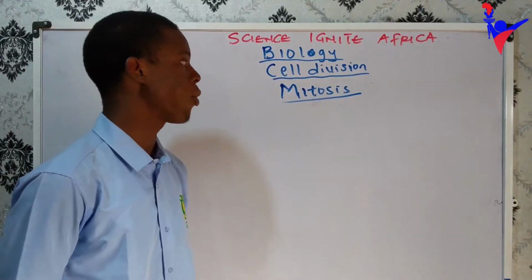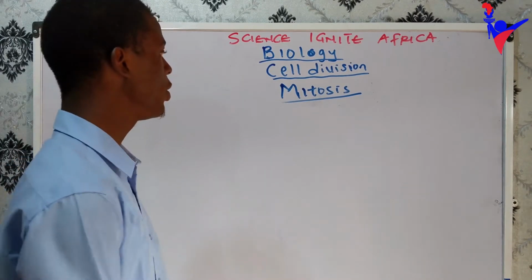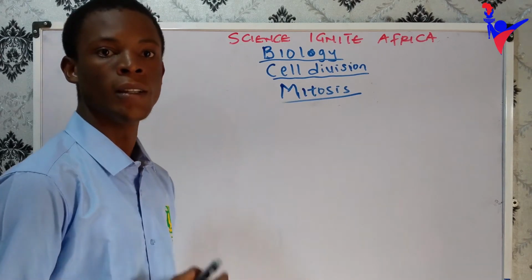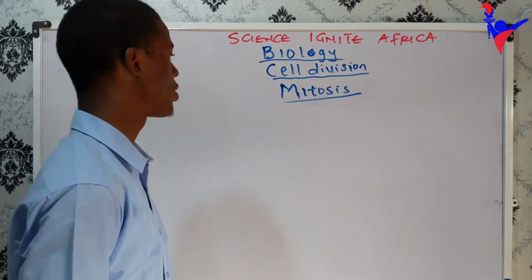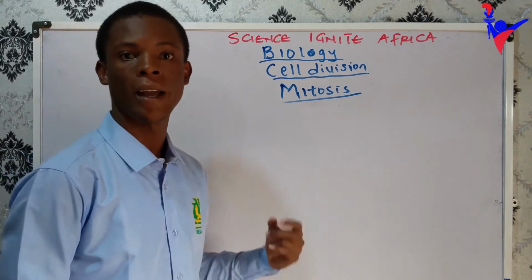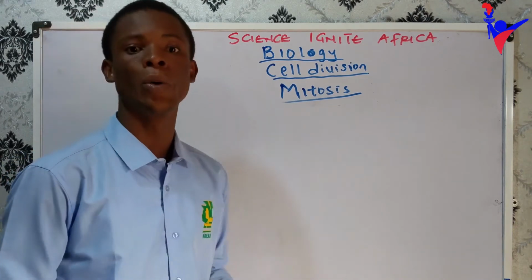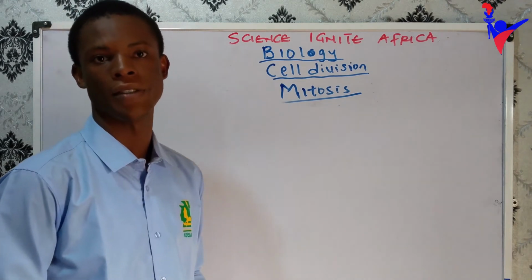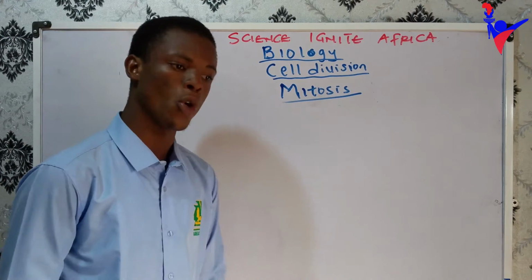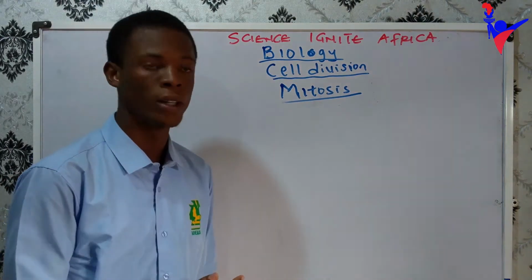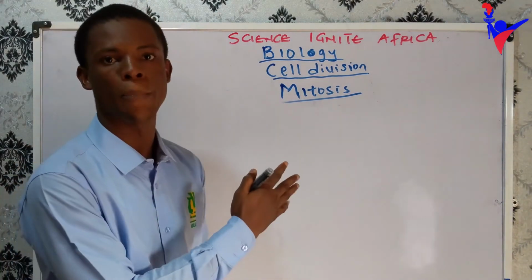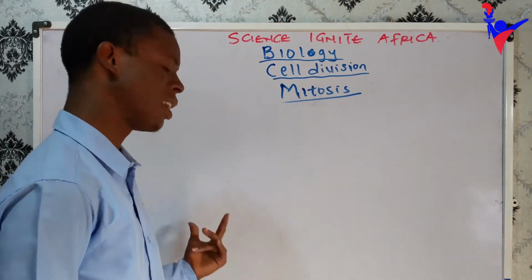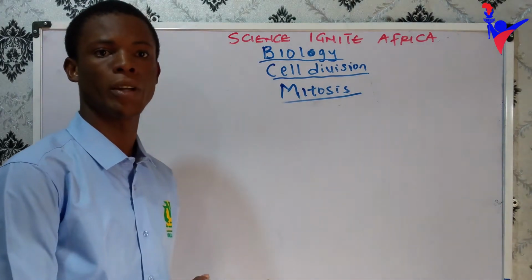Alright, back to what we're doing on mitosis. You've seen that we've explained the stages that are involved in any mitotic division. We've looked at the first stage, which is interphase, and the second stage, which is prophase. We're going to the next stage now, which will be our metaphase stage. I'll also be giving you a pictorial diagram of what happens at the metaphase stage.